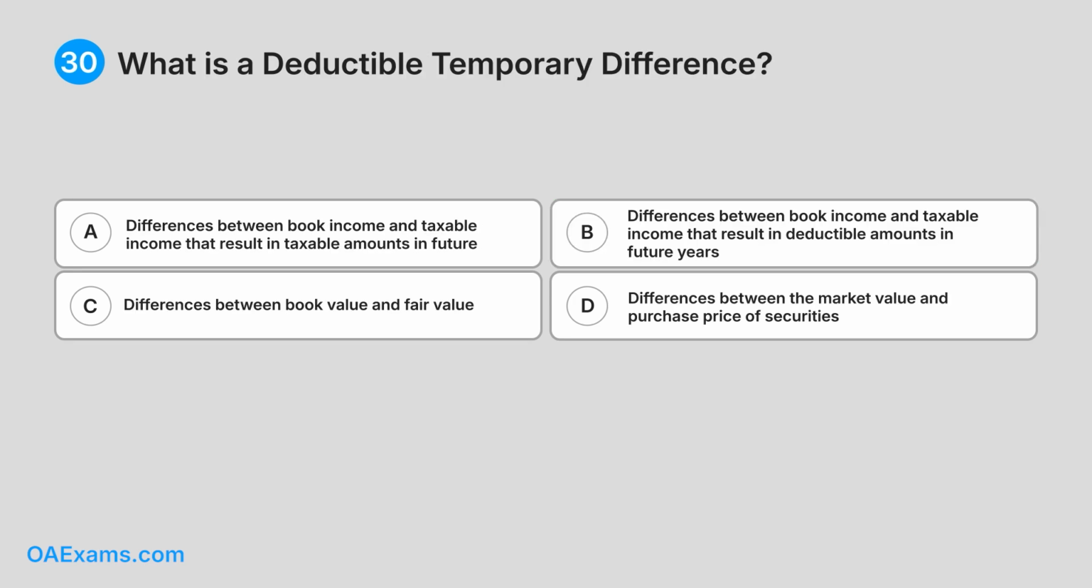30. What is a deductible temporary difference? A. Differences between book income and taxable income that result in taxable amounts in future years. B. Differences between book income and taxable income that result in deductible amounts in future years. C. Differences between book value and fair value. D. Differences between the market value and purchase price of securities. Can you guess the answer?